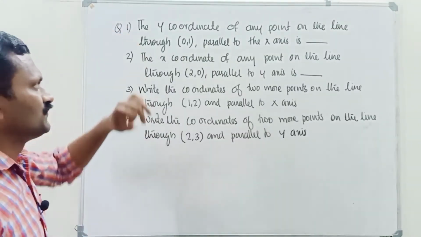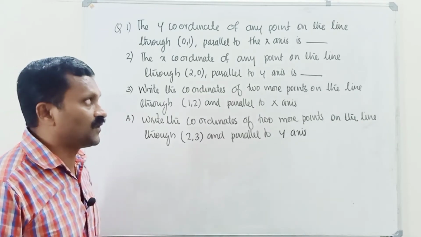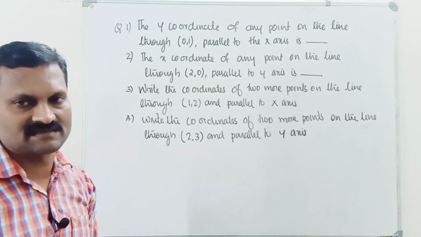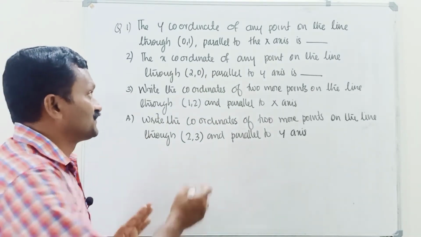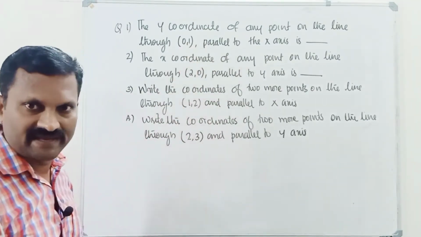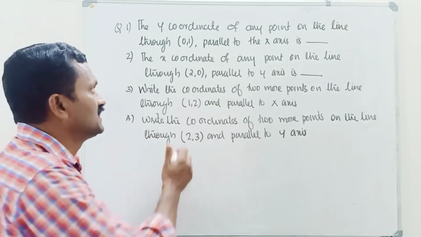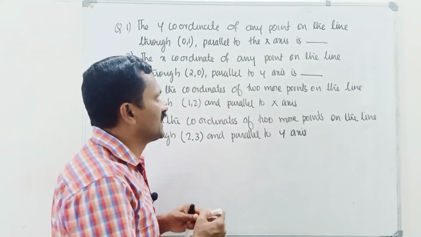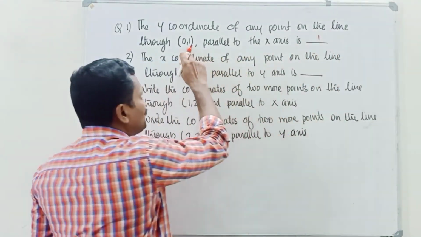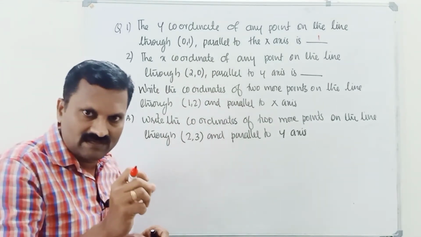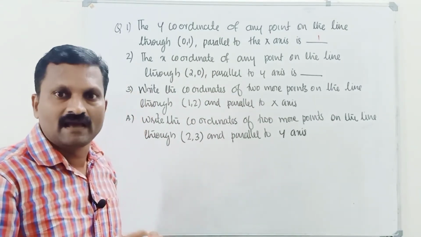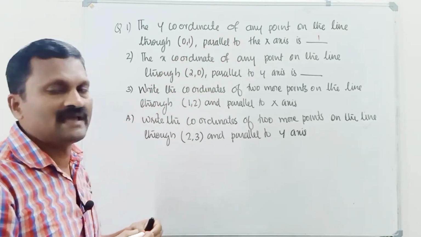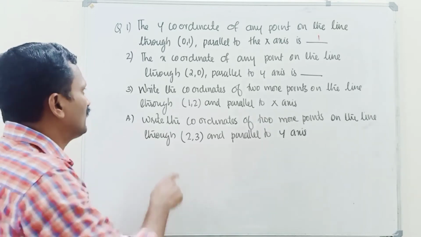First one, the y coordinate of any point on the line through (0, 1) and parallel to x-axis is. Doesn't everyone know? If the line is parallel to x-axis, its y coordinates are equal. So what about y coordinate? Y coordinate is always 1, since y coordinate of one of the points is 1. If we take any point on this line, it has y coordinate 1, since the line is parallel to x-axis. Can you follow?